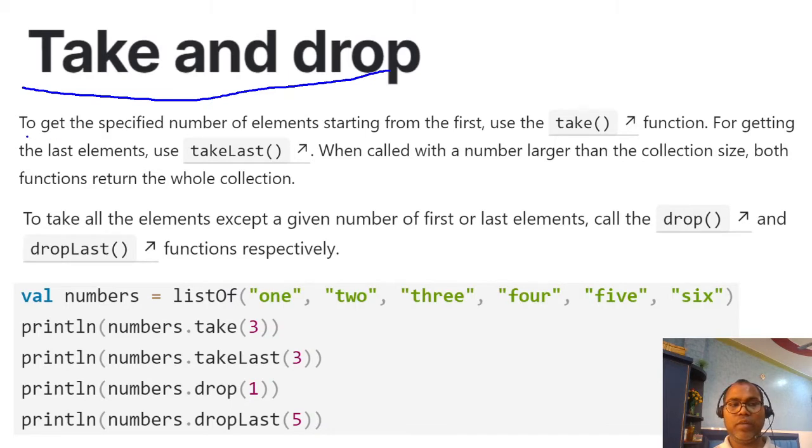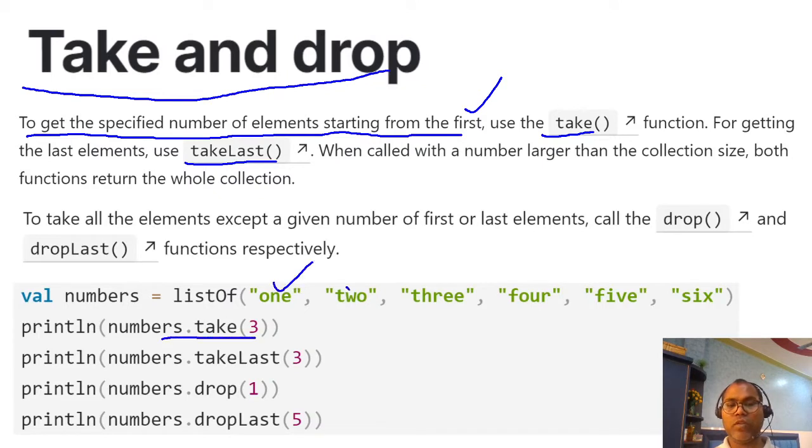So to get a specific number of elements from the start, you can use the take function, or you can use takeLast. This is the example. Say you want to take the first 1, 2 and 3, this is take 3, or you want to take the last 3, meaning this 1, 2, 3, in this way.